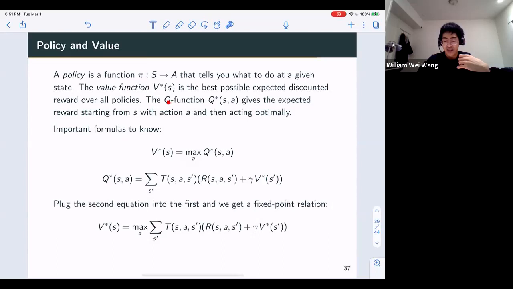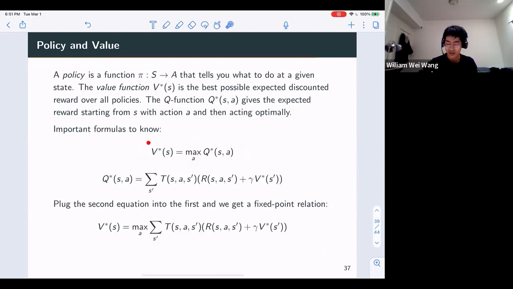So that's value, and the Q function is a related thing that says, okay, I start off at a state S, but I also specify an action, right? So after I start off at state S and then do A, what's the best reward that I can achieve? And by properties of MDPs, you end up with these formulas that perhaps should be on your cheat sheets.